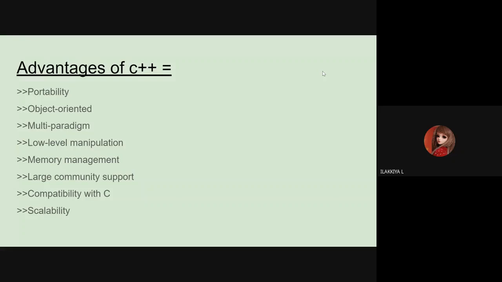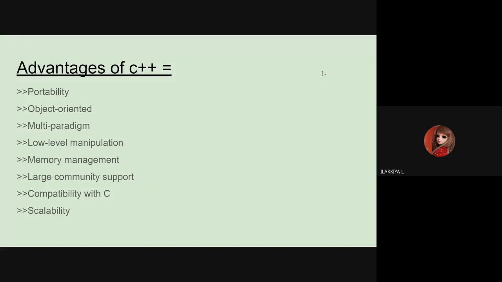Then the next one is low level manipulation. The next advantage is low level manipulation, that is, since C++ is closely associated with C, which is a procedural language closely related to machine language, C++ allows low level manipulation of data at a certain level. Embedded systems and compilers are created with the help of C++.